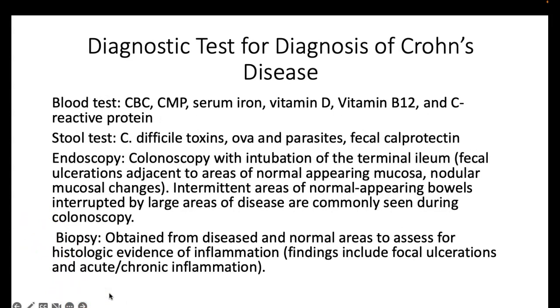Diagnostic tests for the diagnosis of Crohn's disease. So you will likely see doctors order a CBC. They're usually checking for anemia. A CMP, checking for electrolyte imbalances. Serum iron level, vitamin D, vitamin B12, and C-reactive protein.